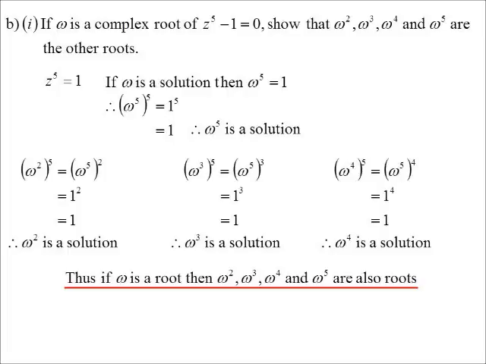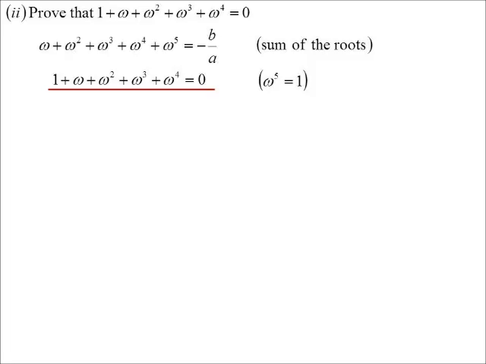That'll always be 1. We now have to prove that 1 plus omega plus omega squared and so on all add up to be 0. Several ways we can do this. Here's the first way. Remember, it's a solution to an equation. So I could say the sum of the roots, and we just said these are all the roots, omega, omega squared, omega cubed, would equal minus b on a.